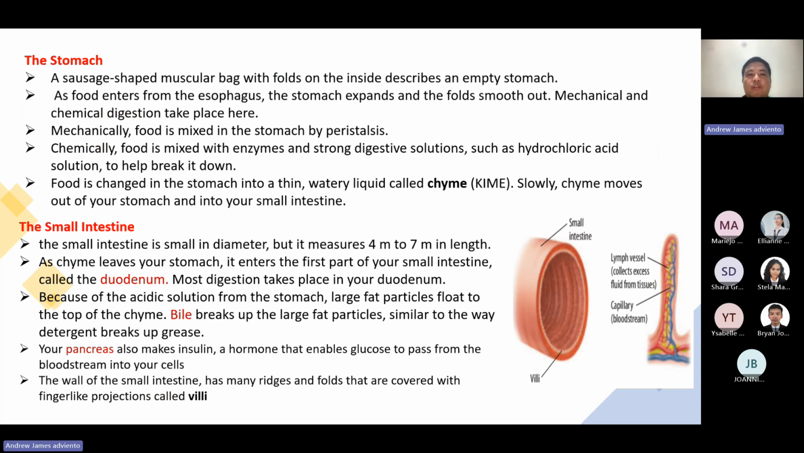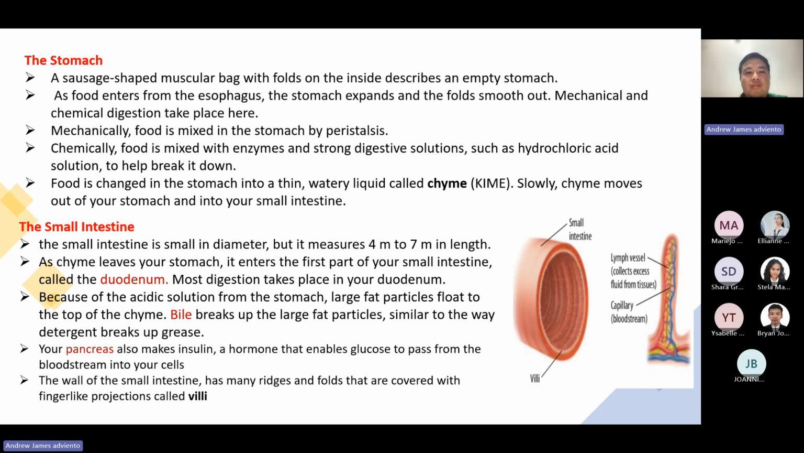Okay, and then of course we know that our stomach contains acid and also the enzyme lipase. When you say lipase, this is the enzyme that breaks down protein, kapag lipase naman, until it goes to our small intestine. So after the stomach, it goes to the first part of the small intestine. Ang tawag natin doon ay duodenum.